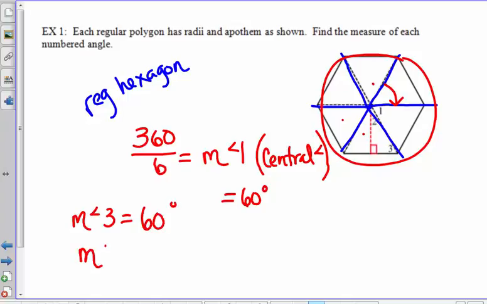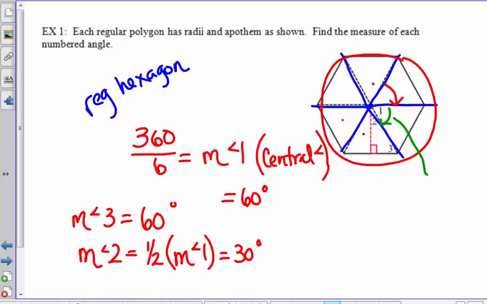The measure of angle 2 is actually 1/2 of the measure of angle 1. We're just finding the measure of each numbered angle. Remember, important, this right here, central angle. Don't forget that. Remember, central angles have the same measure.